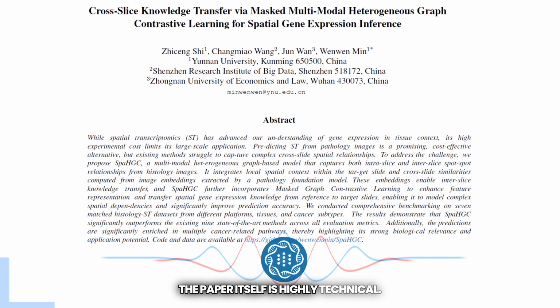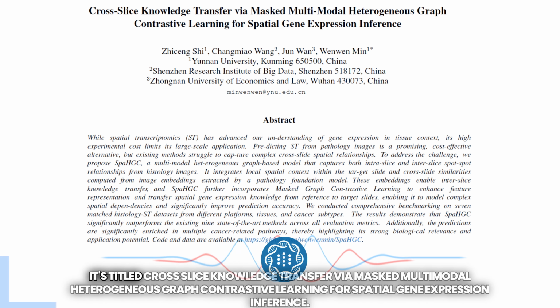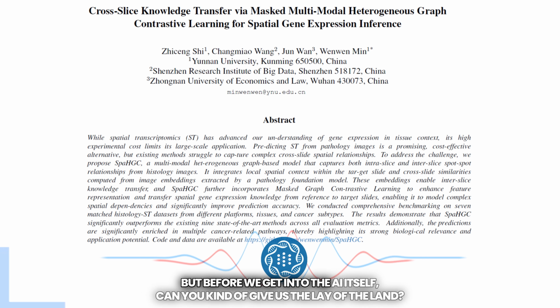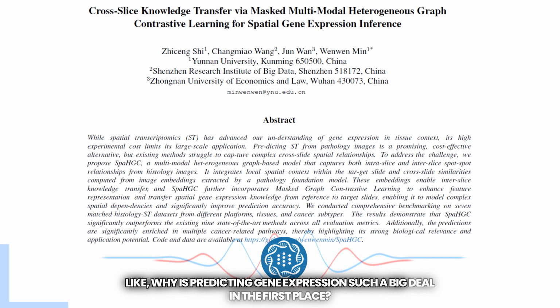Okay, let's unpack this. The paper itself is highly technical. It's titled Embrace Yourself: Cross-Slice Knowledge Transfer via Masked Multimodal Heterogeneous Graph Contrastive Learning for Spatial Gene Expression Inference. Yeah, that is a massive mouthful. It is, but we're going to keep it accessible and focus on exactly how this machine works. But before we get into the AI itself, can you give us the lay of the land? Why is predicting gene expression such a big deal in the first place?